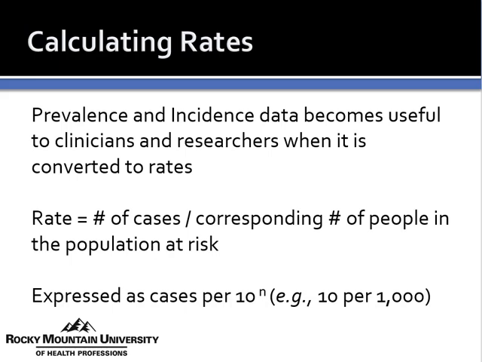Prevalence and incidence data become useful to clinicians and researchers when they are converted into rates. Rates being the number of cases divided by the corresponding number of people in the population at risk. These are expressed as cases per 10 to the nth power, or another way of saying that is 10 per 1,000. That's probably the most common way that you'll see things presented within an article, that there were 15 injuries per 10,000 people.